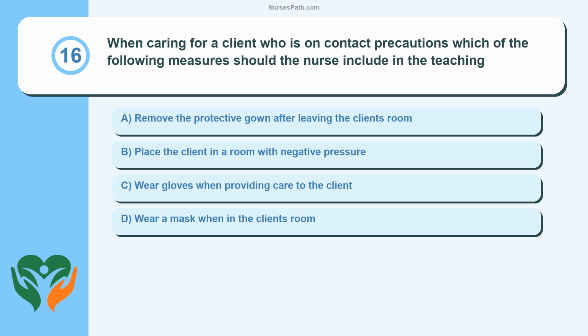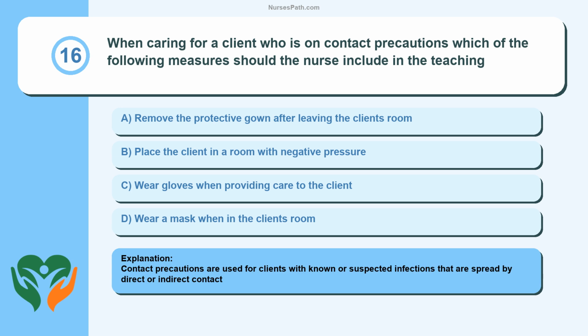Question 16. When caring for a client who is on contact precautions, which of the following measures should the nurse include in the teaching? Remove the protective gown after leaving the client's room. Place the client in a room with negative pressure. Wear gloves when providing care to the client. Wear a mask when in the client's room. Contact precautions are used for clients with known or suspected infections that are spread by direct or indirect contact.